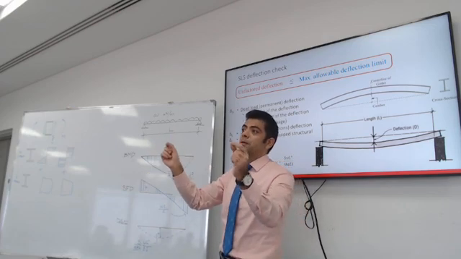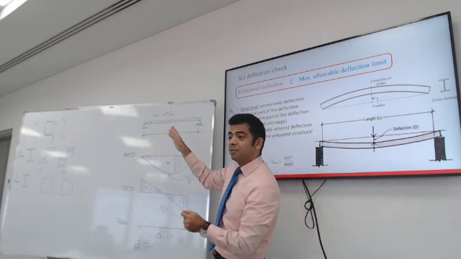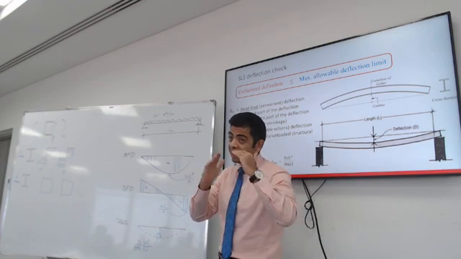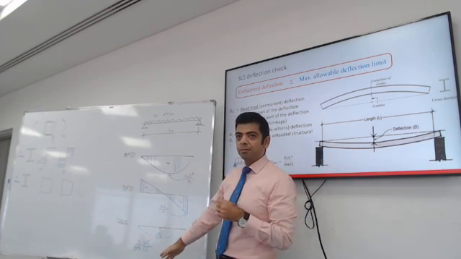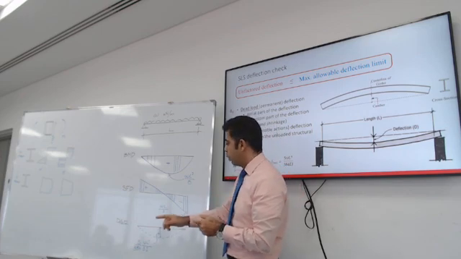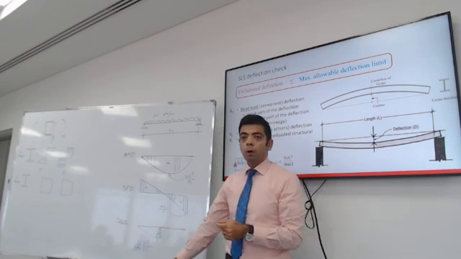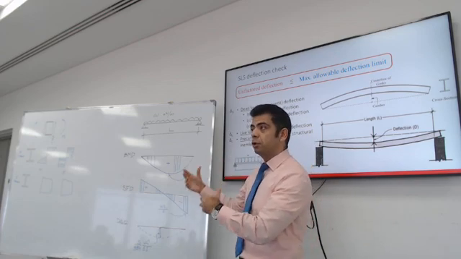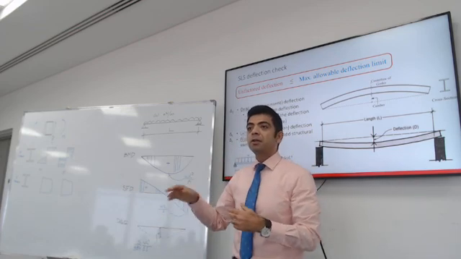Distributed load, simply supported. If this was fixed, it would have less deflection. The deflection would be less than that, and you get it from formulas as well. All right, so what is the W? What would be the weight you use in this formula to get the deflection?